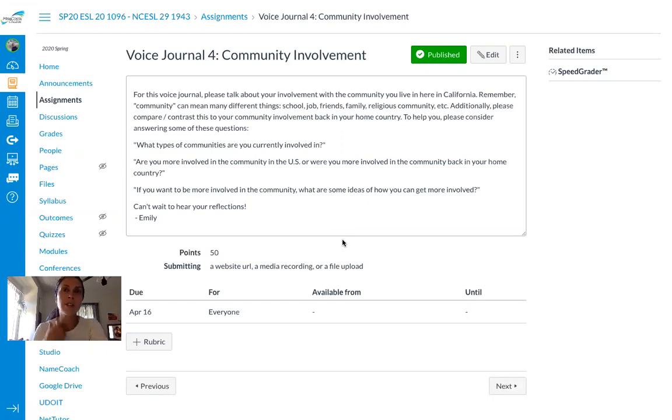Now, remember, these are just suggestions. If you would prefer to talk about what's going on right now and your involvement at the moment, you can for sure talk about that. Remember, all of my voice journal prompts are just prompts. They're not requirements. As long as you're talking about community involvement in some way, that's totally fine with me. Remember that each voice journal needs to be 5 minutes, okay? So get yourself to that 5-minute mark so you can get the full 50 points.